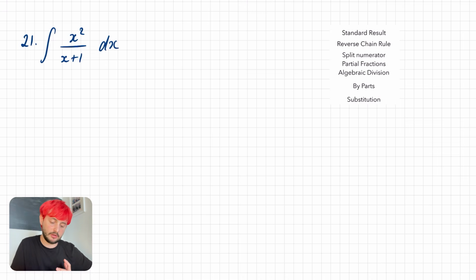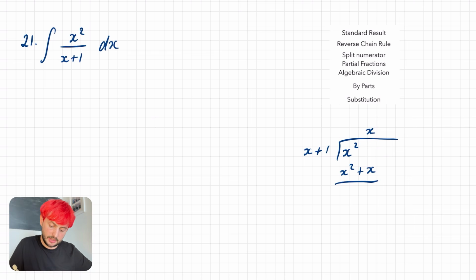There's lots of different ways you could do this. This is just the way that I know my students will have done algebraic division. So I'm going to be doing x squared, and I'm going to be dividing it by x plus 1. So first of all, x squared divided by x is just going to be x. So I then have, multiplying this by this, I get x squared plus x. And when I do that subtraction, I'm going to have nothing minus x, which is just minus x. Now I'm going to do minus x divided by x plus 1, which is going to be minus 1.